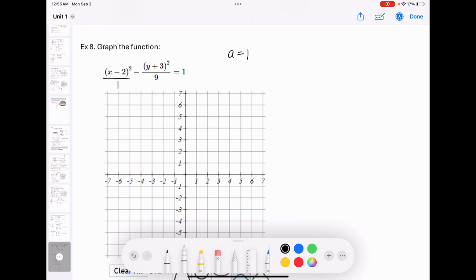It is 1. Square root of 1 is 1. And also we can find my b. b is square root of 9, which is 3. From here is b squared. And next, I didn't find my center.